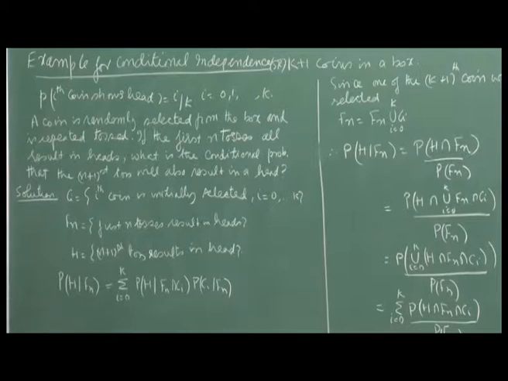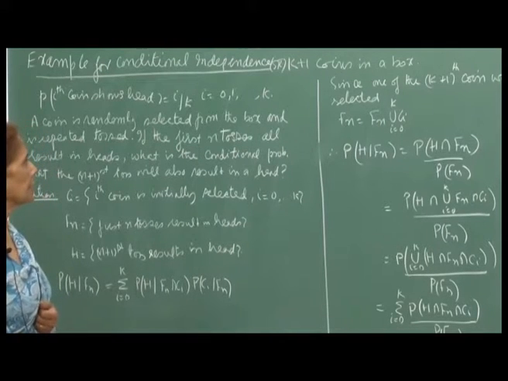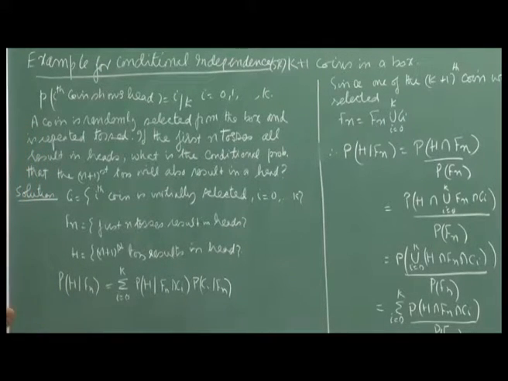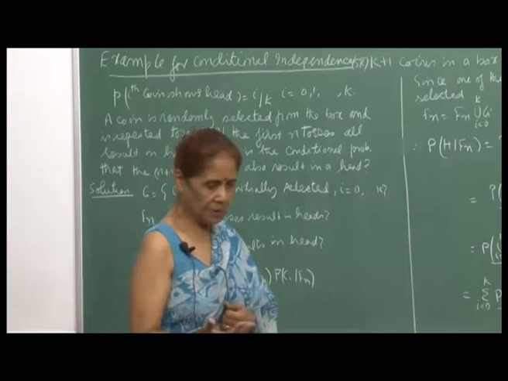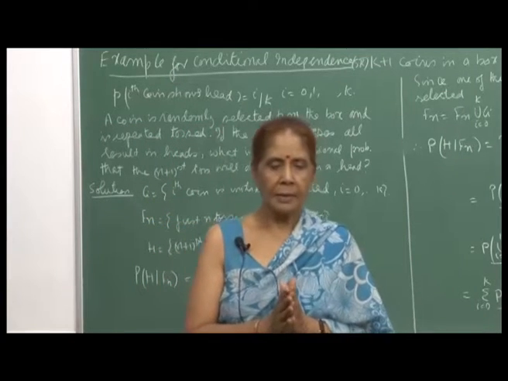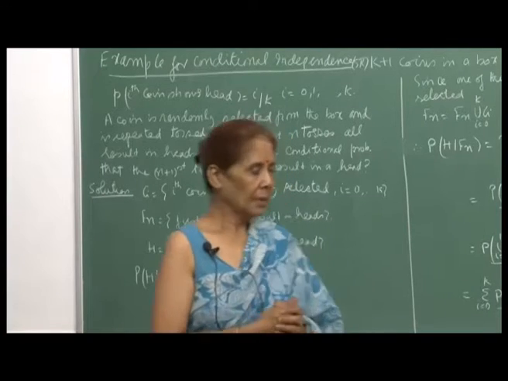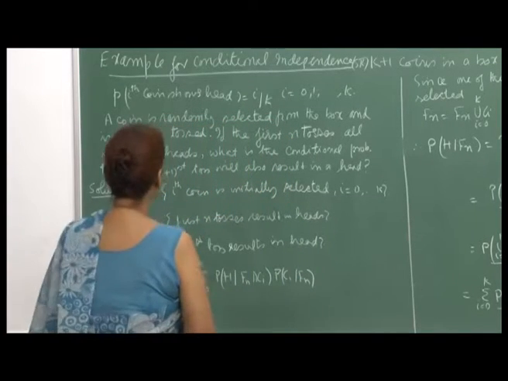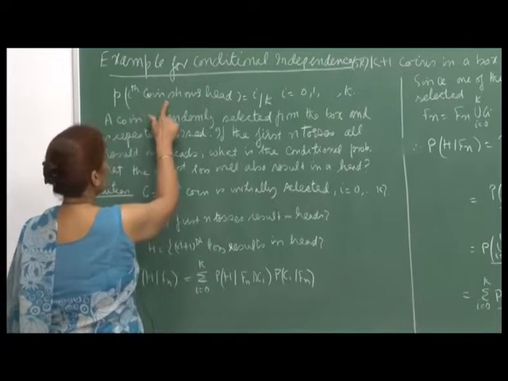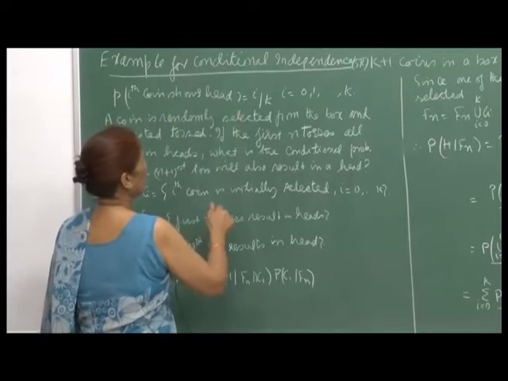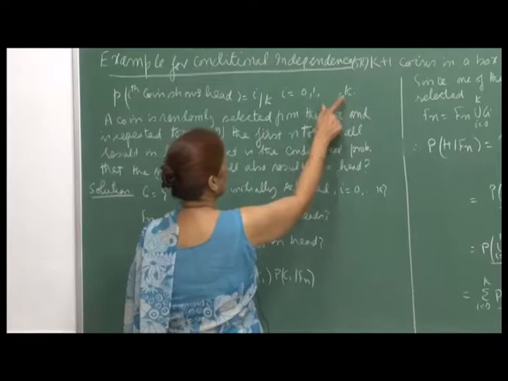So, now consider the situation when there are k plus 1 coins in a box, and the probability of choosing the ith coin is the same for each. If I pick up the ith coin and toss it, then the probability of its showing a head is i by k, and i varies from 0, 1 to k.